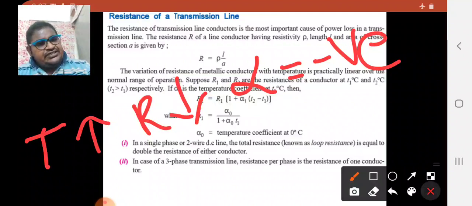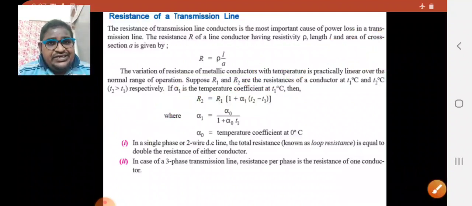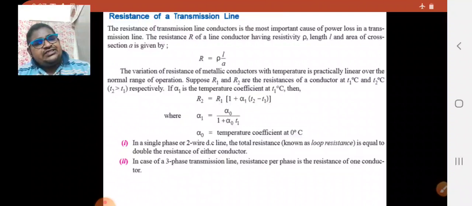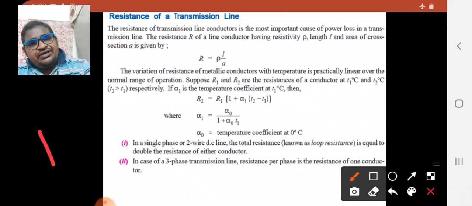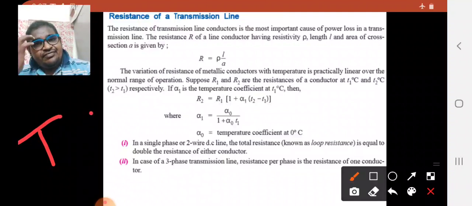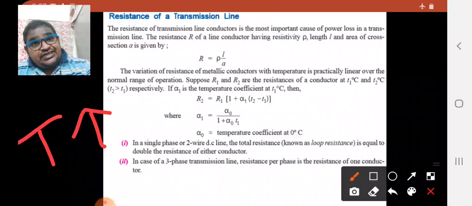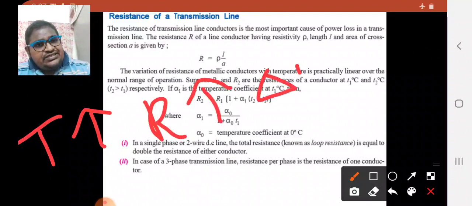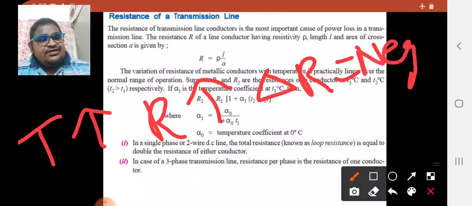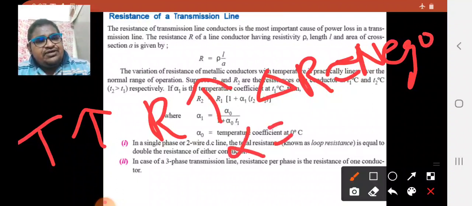Then in which case is the temperature coefficient 0? Temperature coefficient is 0 in the sense that even though the temperature is increased, the resistance also increases, but the change in resistance is negligible, that is equal to 0. So in such case, the value of alpha is equal to 0.